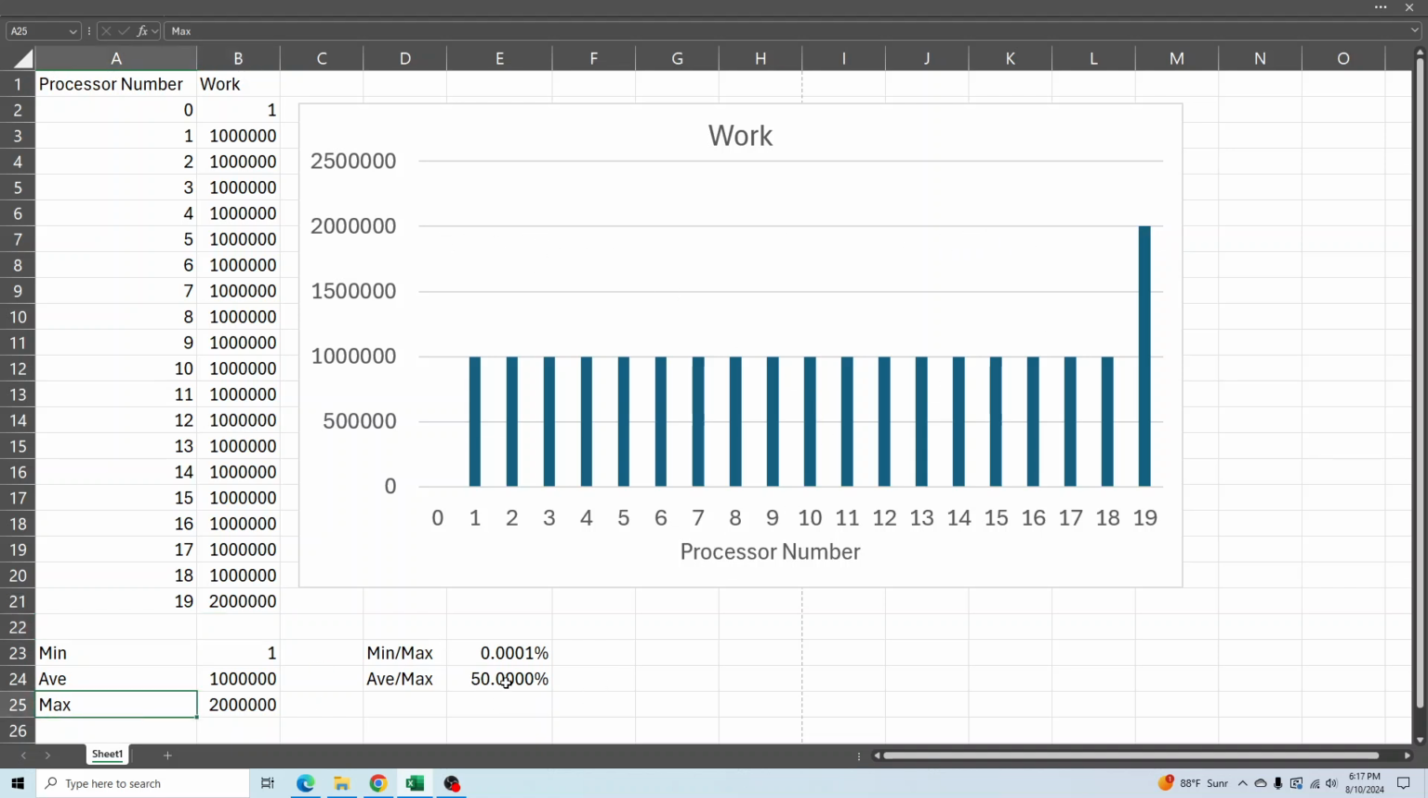So this calculation is 50% efficient because really it should just take up to here to finish, but we're waiting around for here. Even if I make this 1,000,000.